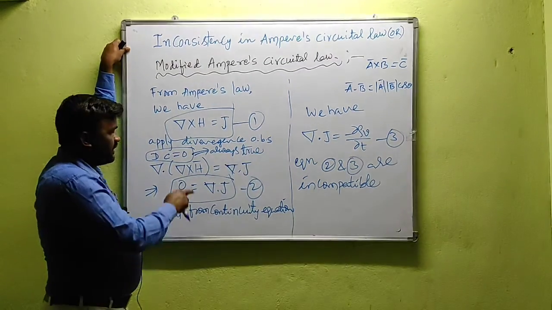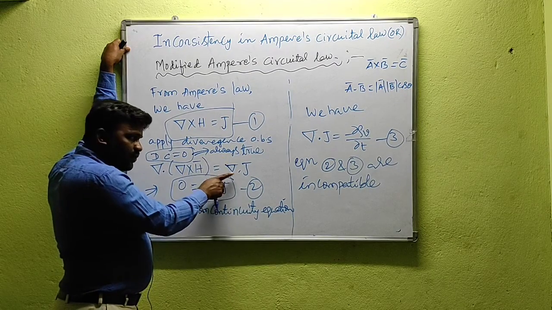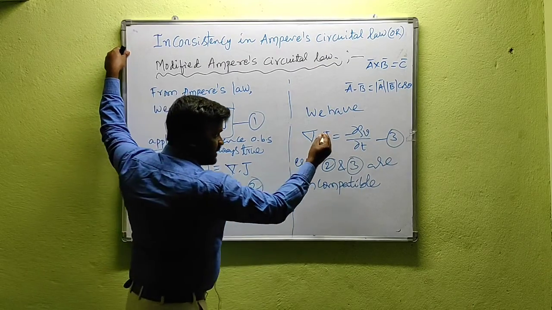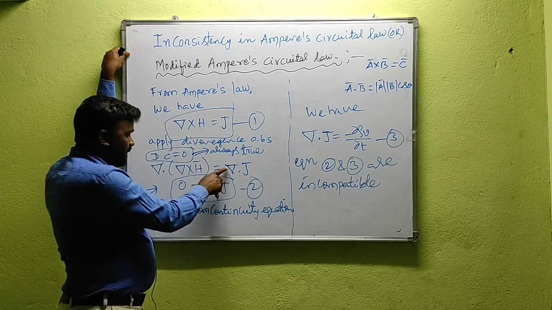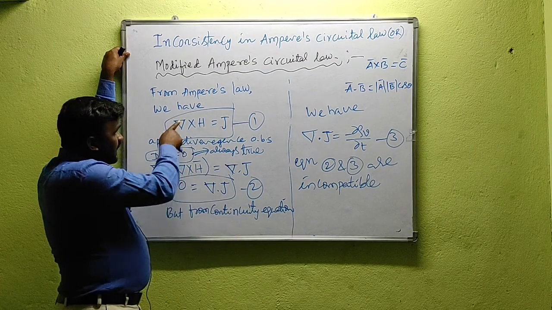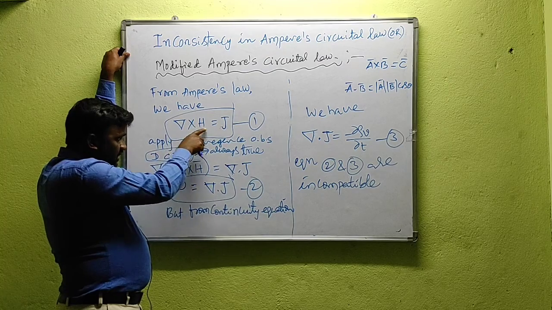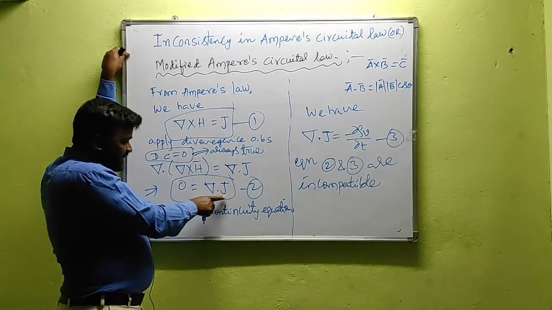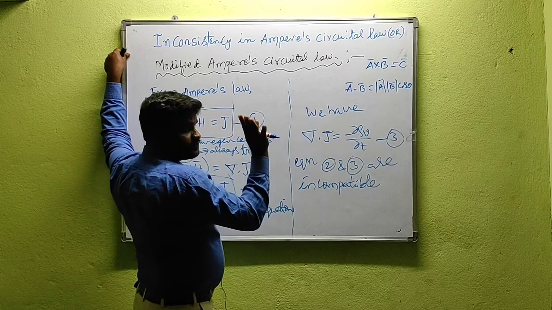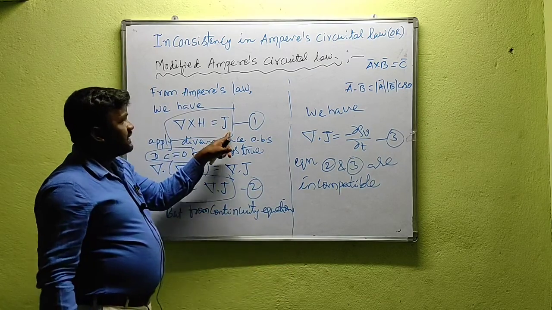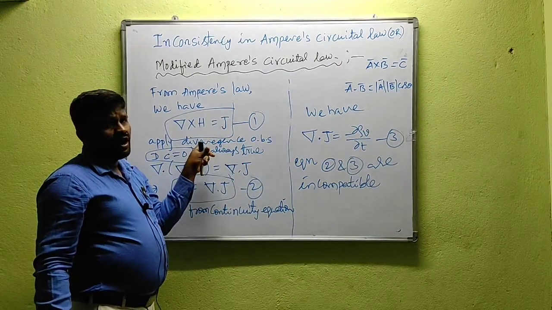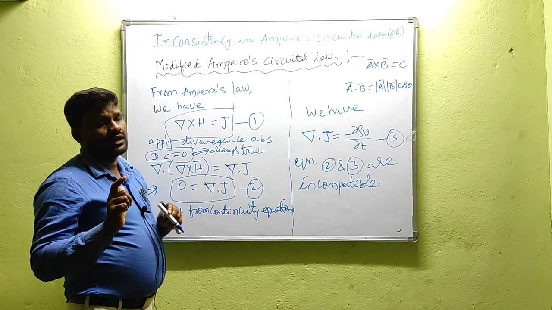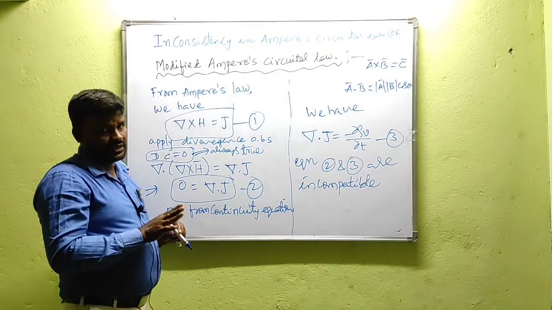As it is true, and we know that del dot J is equal to minus dou rho v by dou t, that is the continuity equation. From the continuity equation, del dot J is a non-zero quantity. But if I apply divergence to del cross H on both sides, on the left hand side I get del dot del cross H equal to 0, but del dot J should be non-zero. So we need to modify equation 1. We got equation 1 from Ampere's circuit law, so we need to modify that law.